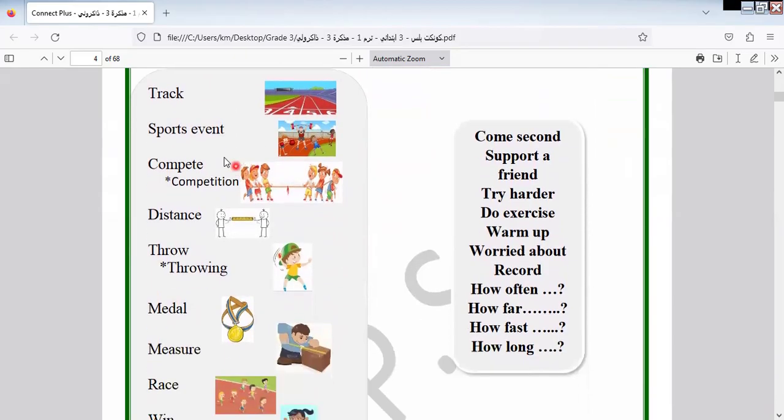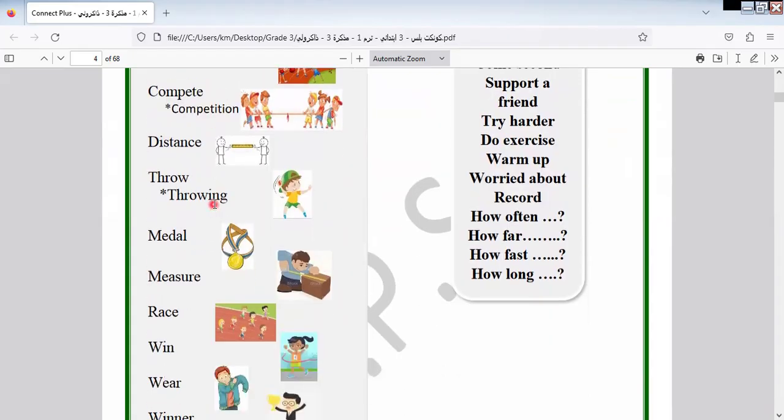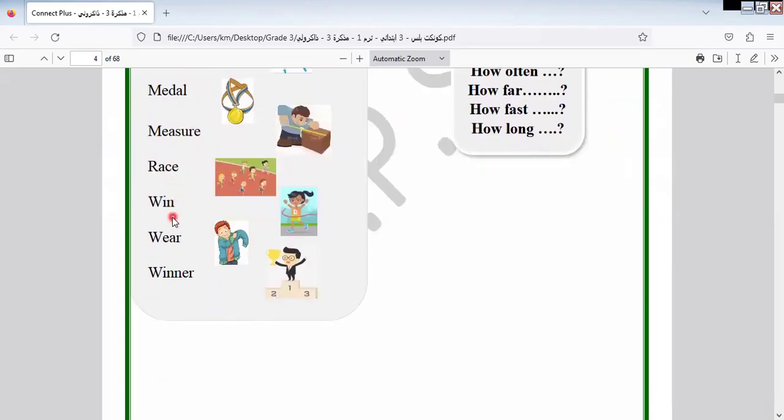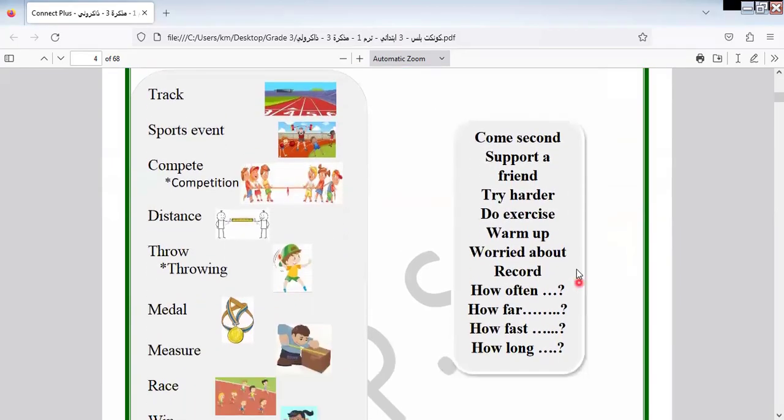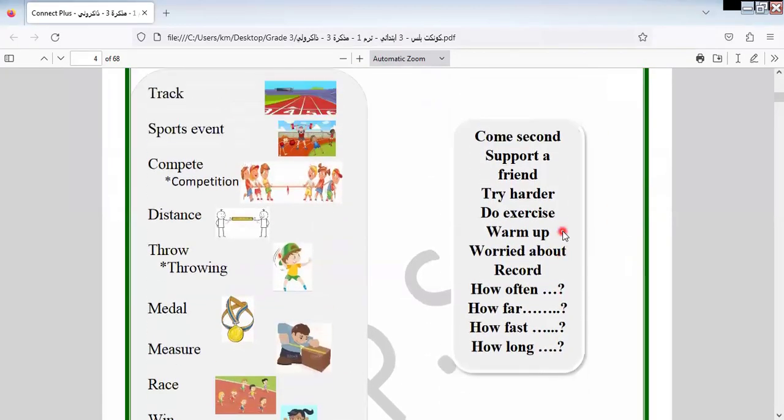Here we have some vocab: trade, sports event, compete and competition. Compete is the verb and competition is the noun. Here we have distance, throw and throwing, middle, measure, race, win, winner. Here we have some expressions used in this unit, which are: come second, support a friend, try harder, do exercise. When we say exercise, we must put do.